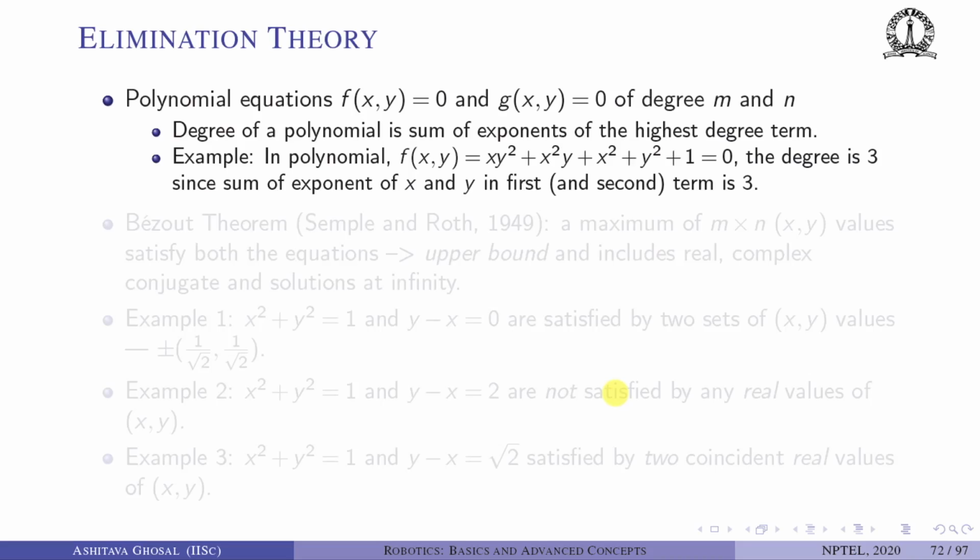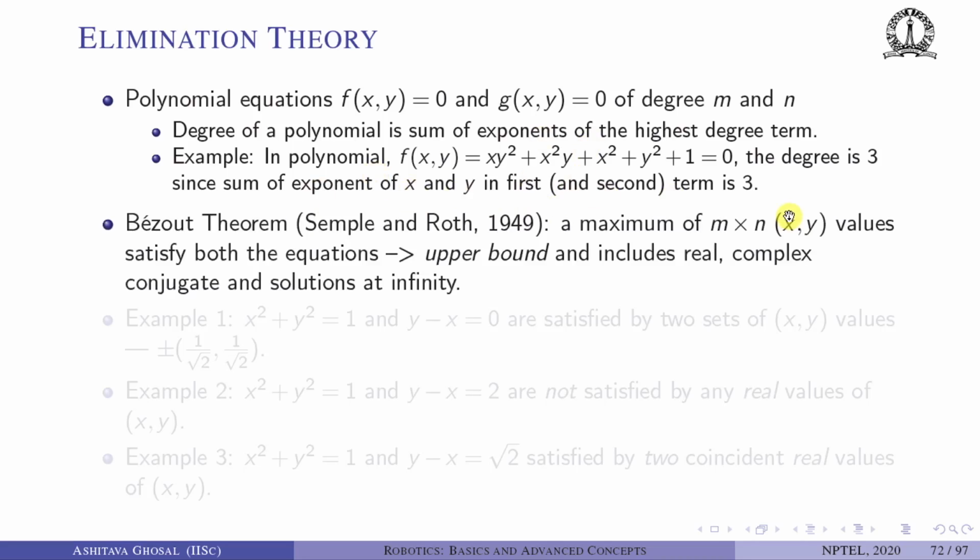What is elimination theory? The first important concept is, if you are given two polynomial equations, let's say f of x comma y equals 0 and g of x comma y equal to 0, of degree m and n. The important concept is what is the degree of a polynomial. The degree of a polynomial is the sum of the exponents of the highest degree term. For example, if f of x y is x y squared plus x squared y plus x squared plus y squared plus 1 equal to 0, the degree of this polynomial is 3, because the sum of the exponents of x and y in the first and second term is 3.